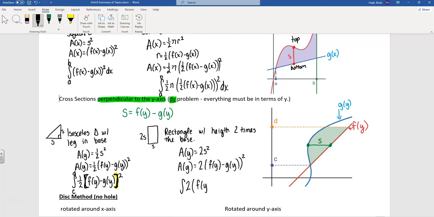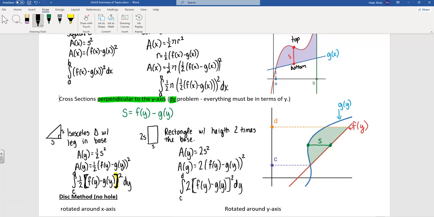2 times the quantity f of y minus g of y, squared. Let's bracket again, brackets are better. dy, forgot my dy over here. And then c to d. Try to put your dx's and your dy's. It helps you remember this is a y problem, I'm looking at the y-axis. Try to put it. If you forget it, you can probably still get credit for the problem. There. Okay, those are cross sections.